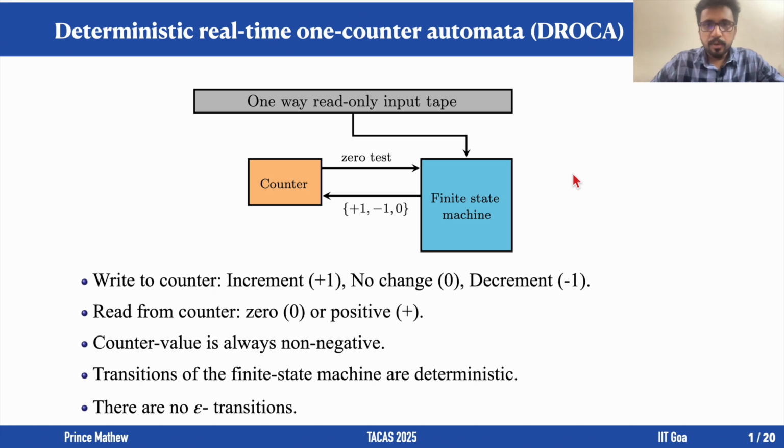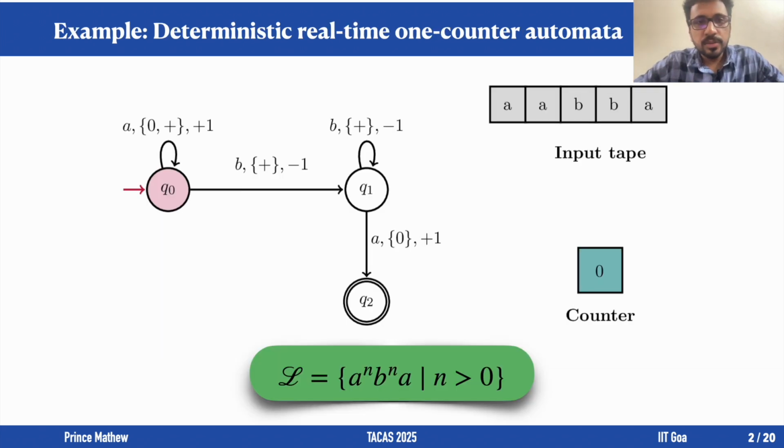Now let's look at an example of a DROCA. This is a DROCA that recognizes the language a^n b^n a. So we have three states Q0, Q1, Q2. Q0 is the initial state and Q2 is a final state. So this is your finite state machine, this is your counter and this is your input tape.